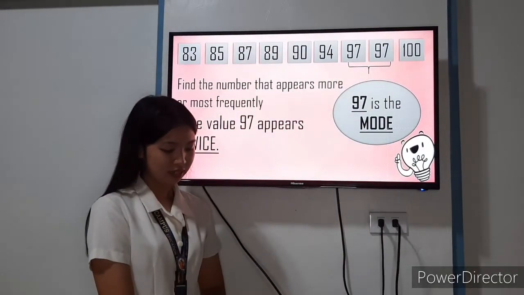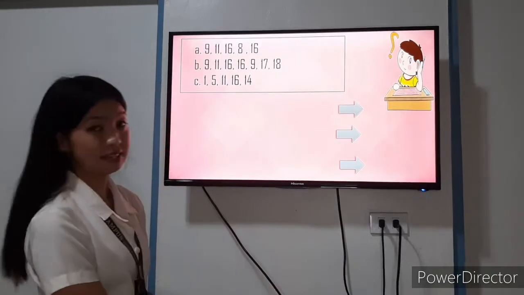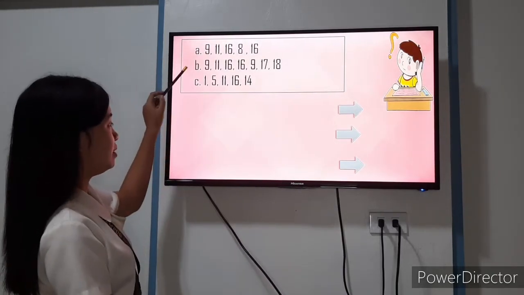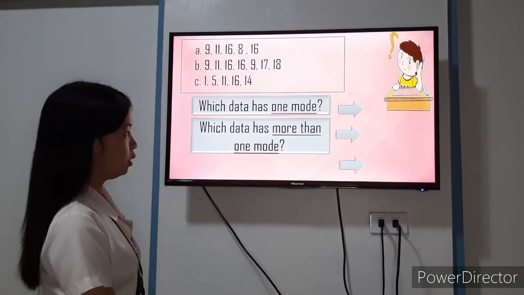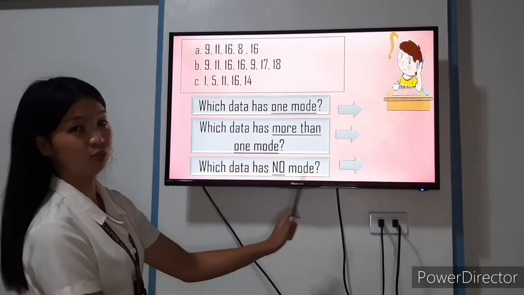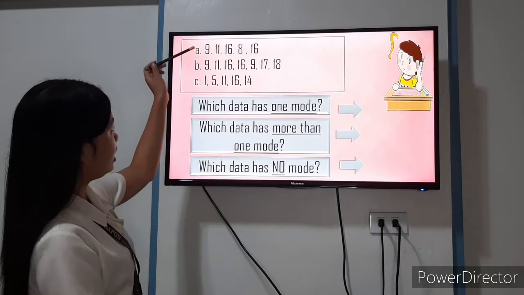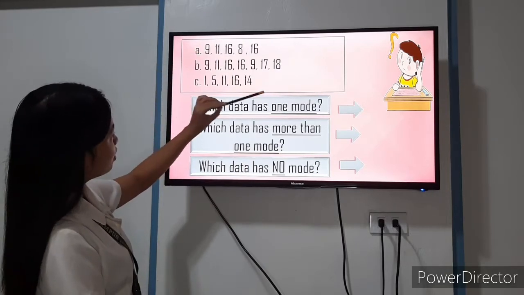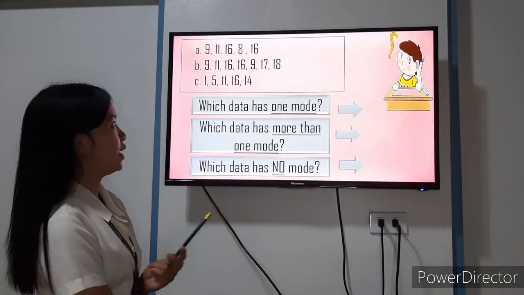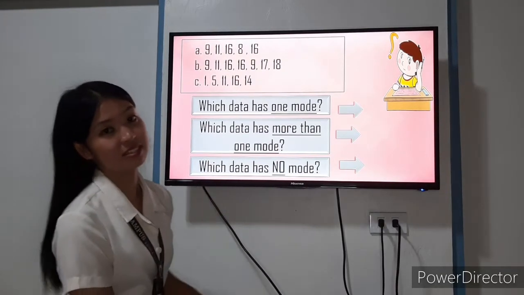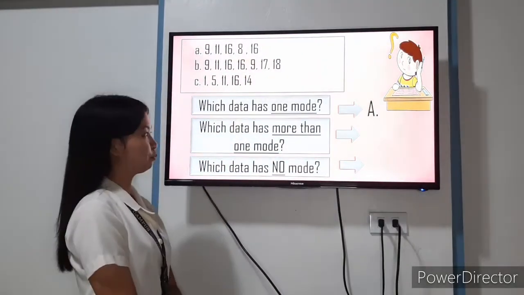Okay, let's find out what's the mode in these three sets of data. We have the set A, B, and C. The questions are, which data has one mode, more than one mode, and has no mode? Okay, which data has one mode? Let's see if A has one mode. Okay, A, number 16 appears twice, no other than 16, so the answer here is A. The set A has one mode.